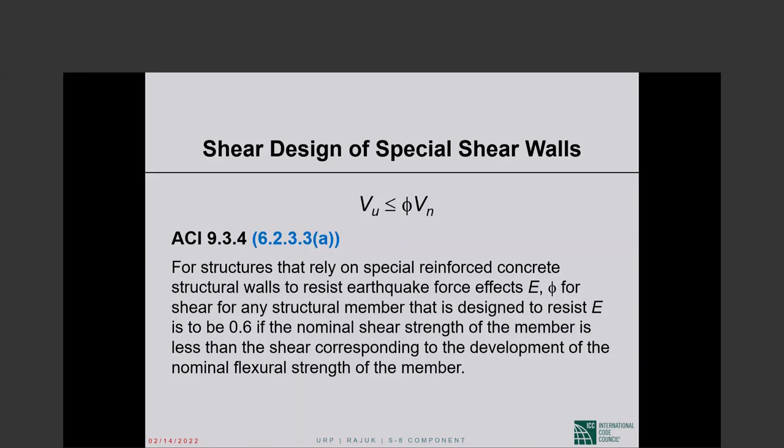There is no reason to use a phi of 0.6 for those walls. For shorter walls, if you want to be conservative, I would say all the way up to a height to length ratio of 2, use a phi factor of 0.6. But beyond that, it is a waste of money to use a phi of 0.6.